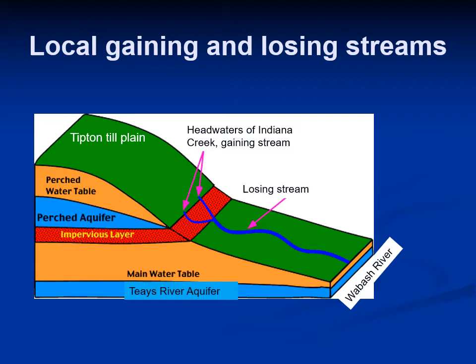Losing and gaining streams can change seasonally, in the case of intermittent streams that dry up in the summer. But it can also happen perennially when the regional aquifer is well below the stream elevation. This happens locally in the Wabash Valley, where the lowest reaches of many tributaries to the Wabash become losing streams along their lower reaches, as they are running over the alluvium of the Wabash Valley, as illustrated here, in order to get to the Wabash River.